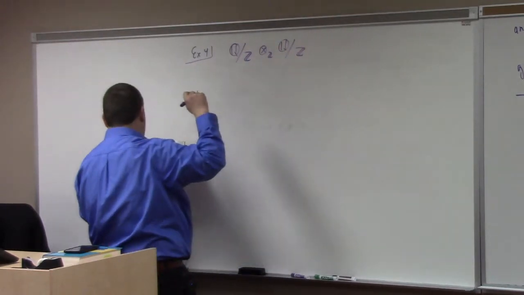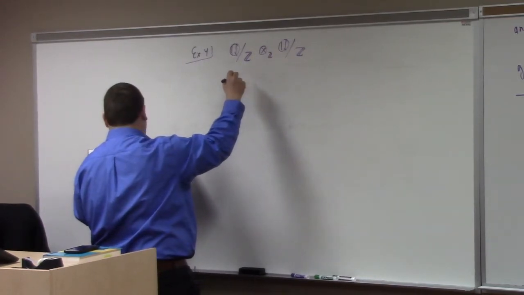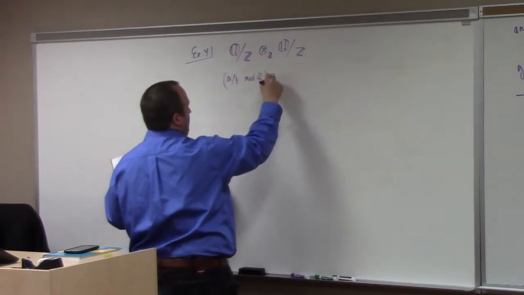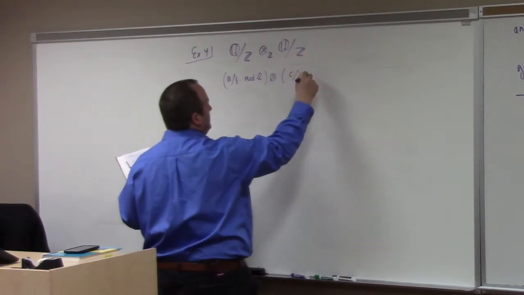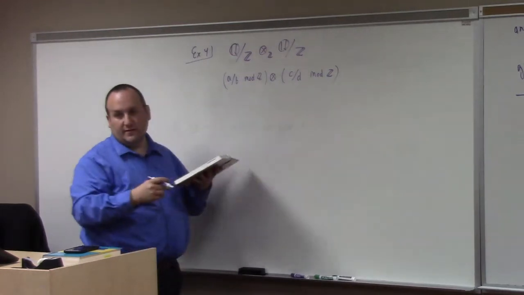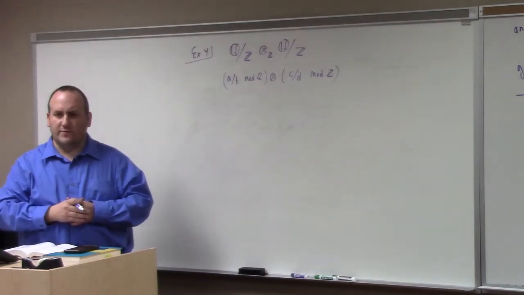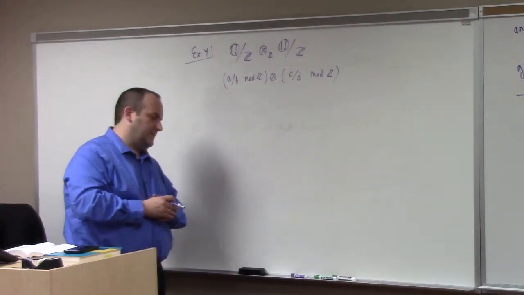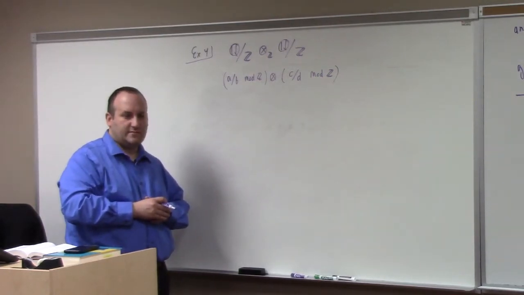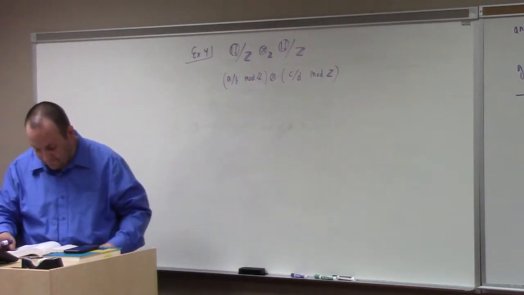And a simple tensor has the form A over B mod Z tensor... What's a simple tensor, guys? A simple tensor is one that's formed by just the tensor product of two elements. Not everything is. Oh, I wrote something down that was wrong before. I'm not sure it was wrong, but curses. Anyway, one thing at a time here. I'll get back to it.